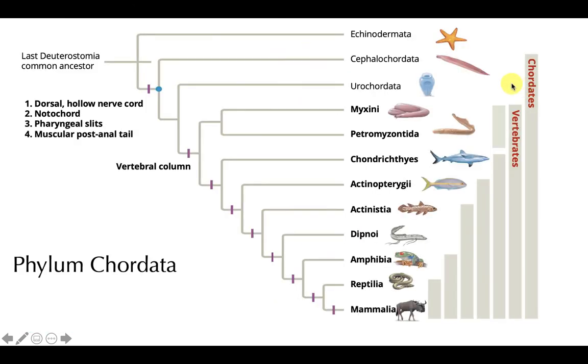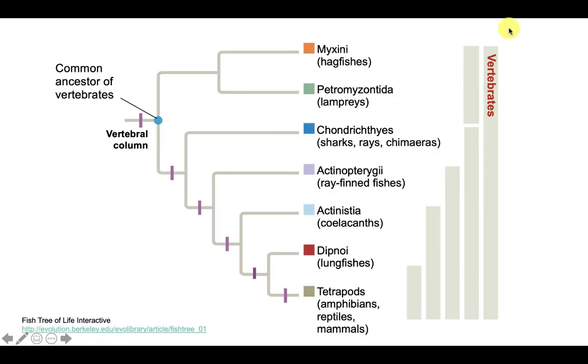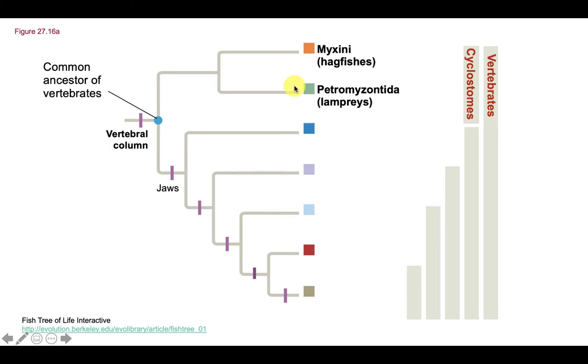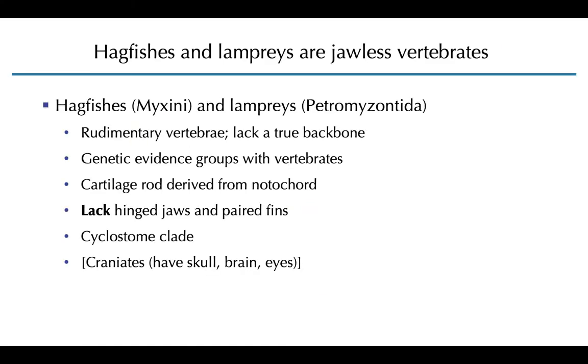This is the phylogeny, so here we're just doing the vertebrates now. And we will look at the first two groups, or the most basal vertebrates, as I call them: Myxini, or the hagfish, and Petromyzontida, the lampreys. These guys are called cyclostomes. And I put jaws on here because you can see they are before jaws arise. In fact, we call them the jawless fish. So they're our first quote-unquote fish group, the jawless fish.